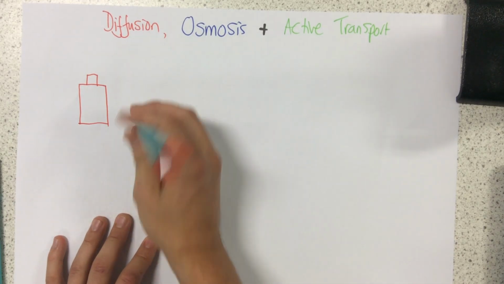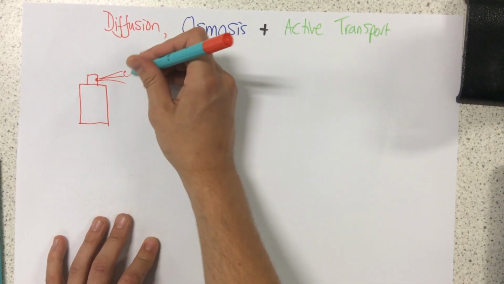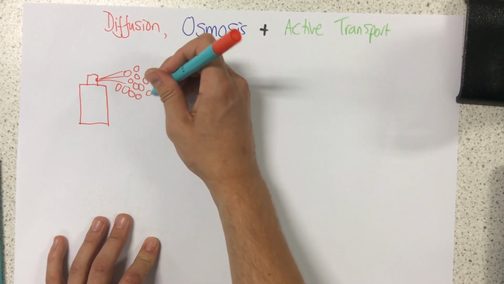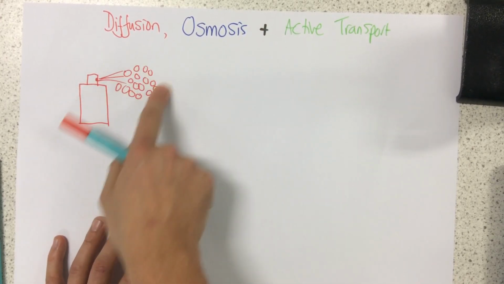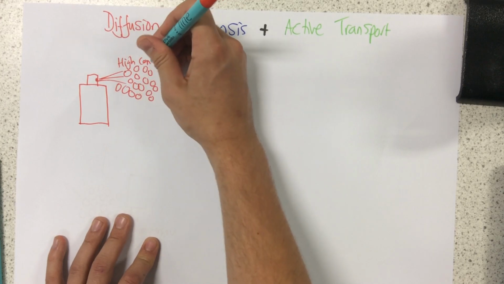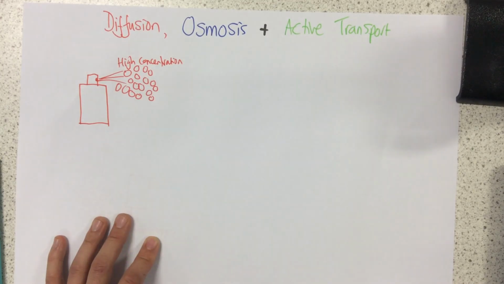of low concentration. So let's say I had a can of deodorant and I sprayed it. I'd have lots and lots of deodorant particles right here. So at the moment I describe this area here near the deodorant can as being a high concentration, which means there's lots of these particles within this particular volume.